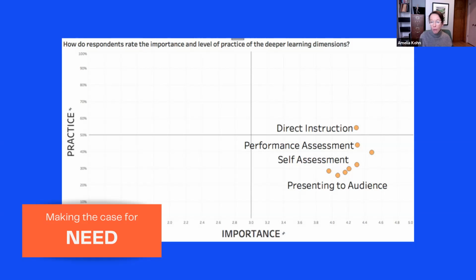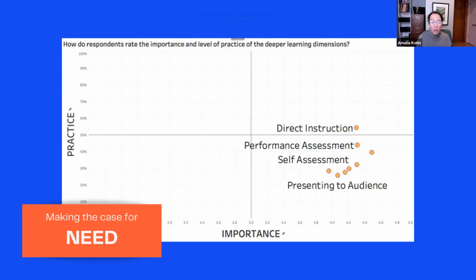Each dot represents one of the deeper learning strategies, and each dot is positioned to show the average importance assigned to the strategy and the average frequency of practice of that strategy. So the consultants could see at a glance that although the teachers and principals already felt that their strategies were really important, you can see they're all over to the right, so they're pretty high on the importance scale.